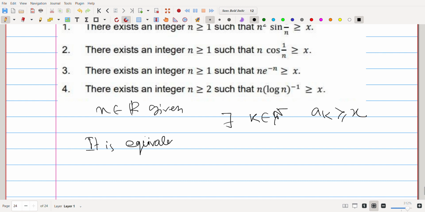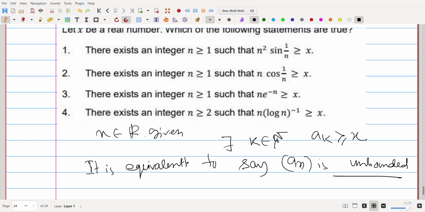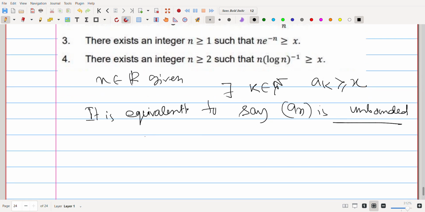In particular it is equivalent to saying an is unbounded, right? It is equivalent to saying an is unbounded because you are choosing any x. First you can take x to be any large enough real number, and if there exists some k such that ak is greater than that large enough real number, that will imply that an is unbounded, right? So we need to check whether an is unbounded or not for every sequence.